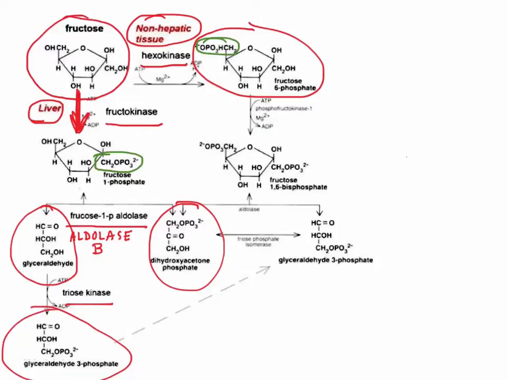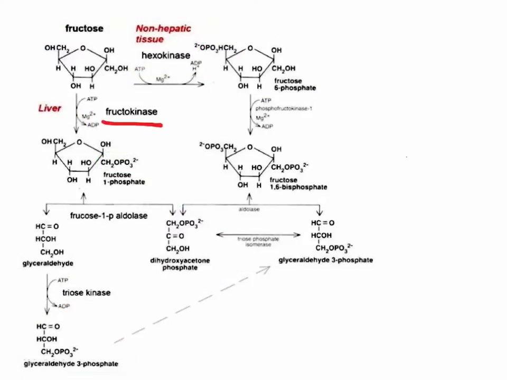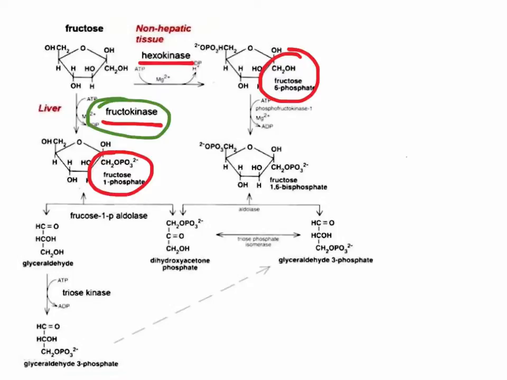So a few things to recall about fructose metabolism. It's metabolized by fructokinase in the liver, hexokinase in other tissues. It's phosphorylated at carbon 1 in the liver, carbon 6 in other tissues. And remember the three enzymes that we need in the liver: fructokinase, aldolase B, and triose kinase.